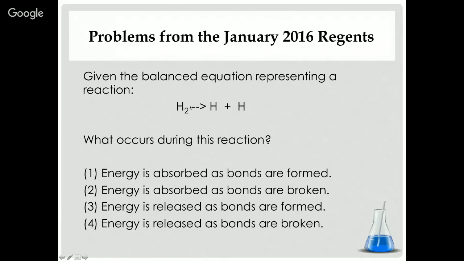Okay, so first off, we have a molecule here and we're breaking the bonds. We're breaking it apart. So we know bonds are being broken. So we can get rid of choice 1, which says bonds are formed, and choice 3, which says bonds are formed. So now we're left with choice 2 and choice 4. And you should do this for every question on the Regents exam. Always get rid of the 2 that off the bat don't make any sense.